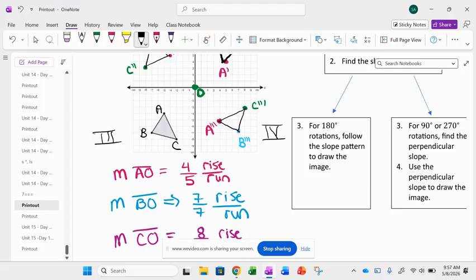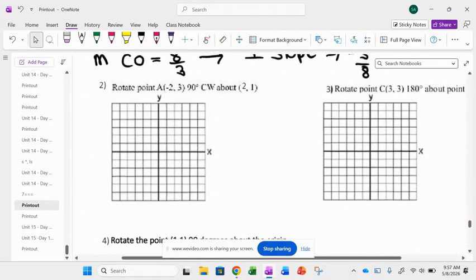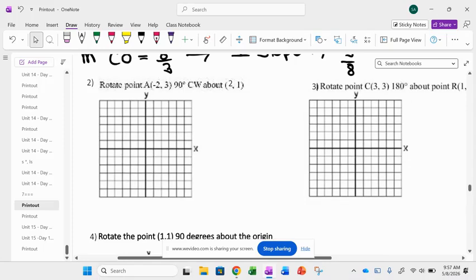Any questions for me? Okay, so now we're just going to practice rotations. Not on full triangles, we'll just practice some points. But now the center of rotation is not the origin for this next one. The center of rotation is the point 2, 1. So it says rotate the point negative 2, 3.